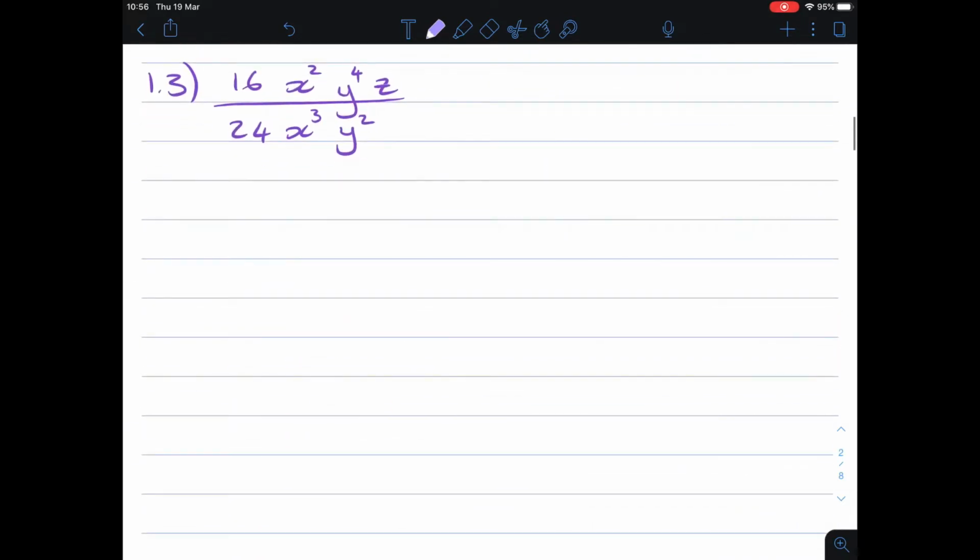Then when I look at question 1.3, I'm going to split up my numbers from my variables. When I simplify 16 over 24, I have 2 over 3. Then I can simplify my variables, and I'm going to split up my variables as well. So x to the power of 2 divided by x to the power of 3, I can keep my base of x, use my laws of exponents, and subtract those. So 2 minus 3 is negative 1.